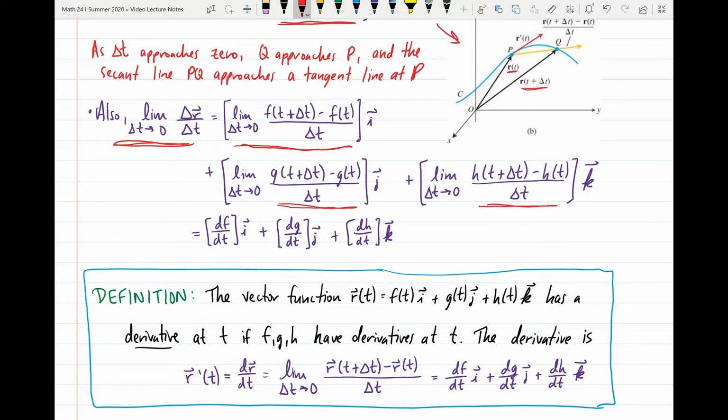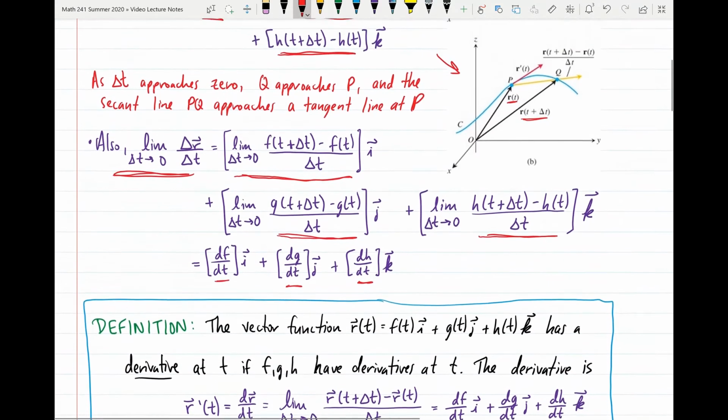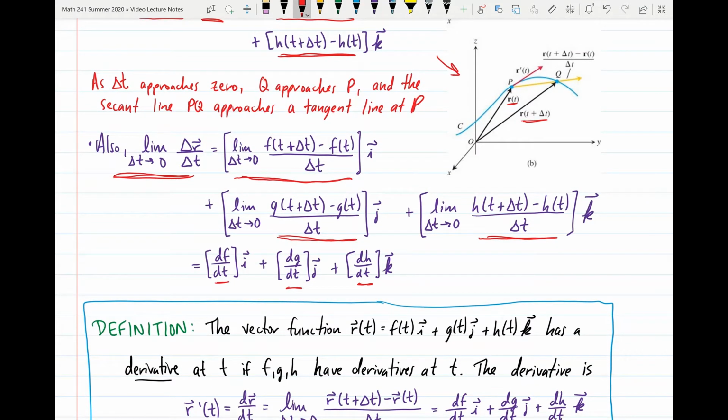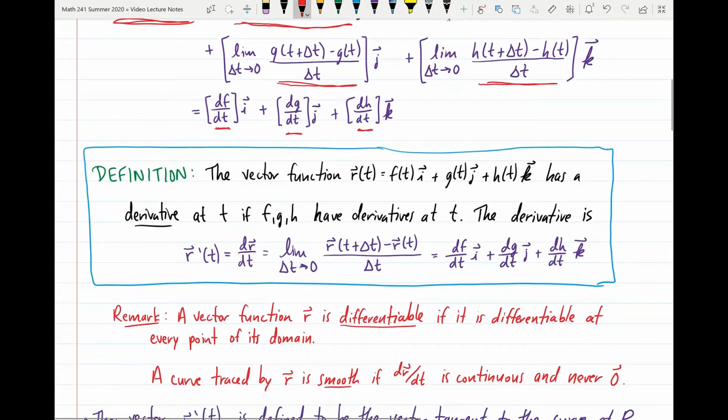And now, we ultimately find that the limit as delta t goes to 0 of delta r over delta t is equal to the derivative of f with respect to t, that's the i component, and then the derivative of g with respect to t is the j component, and the derivative of h with respect to t is the k component. So ultimately what this is telling us is that we are going to define the derivative with this difference quotient right here, and we're going to take the limit as delta t goes to 0, and ultimately the derivative is going to be equivalent to taking the derivative of each of the component functions that compose our vector valued function. So let's write that explicitly here.